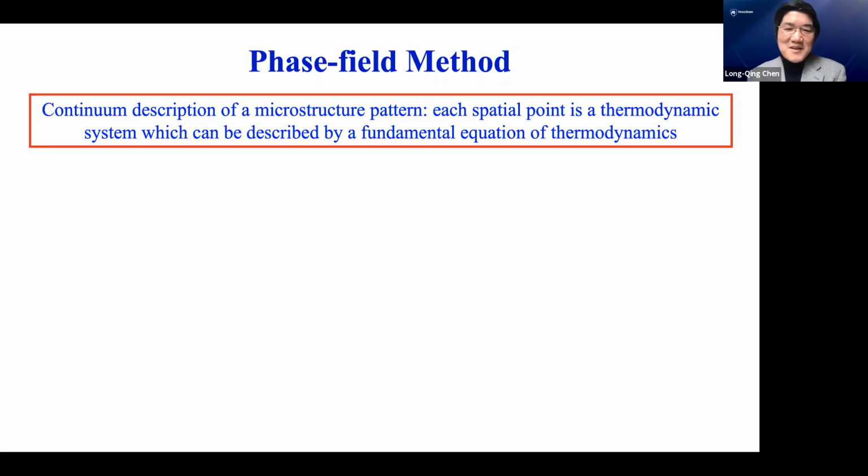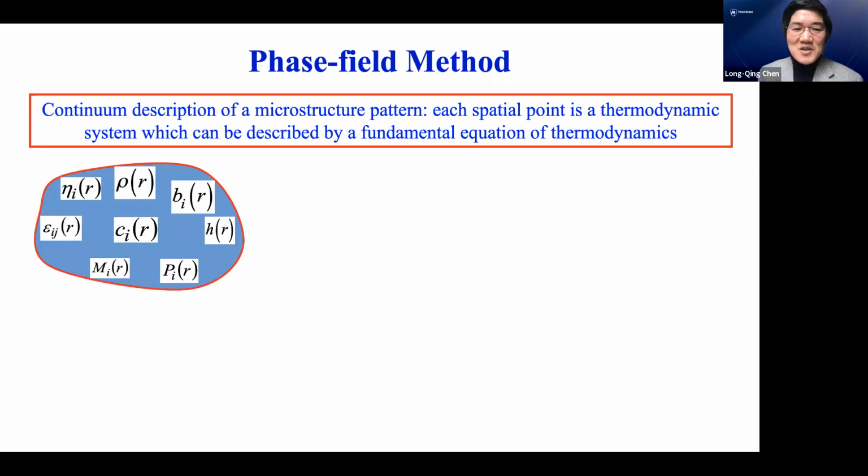So you can think of it in terms of thermodynamics: each point in a microstructure is a thermodynamic system. Each point has its own fundamental equation of thermodynamics, which means describing the local chemical potential or free energy density as a function of the local properties. So here I'm trying to show a schematic representation.